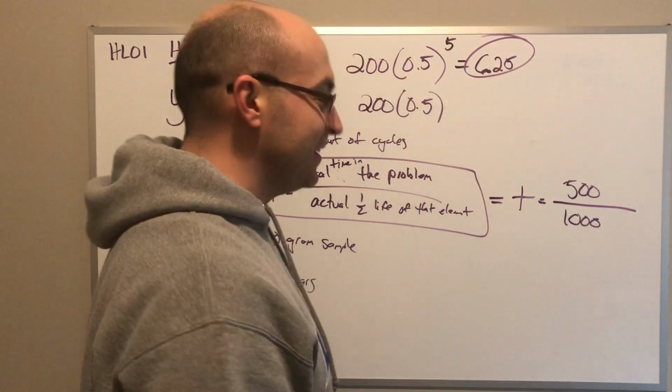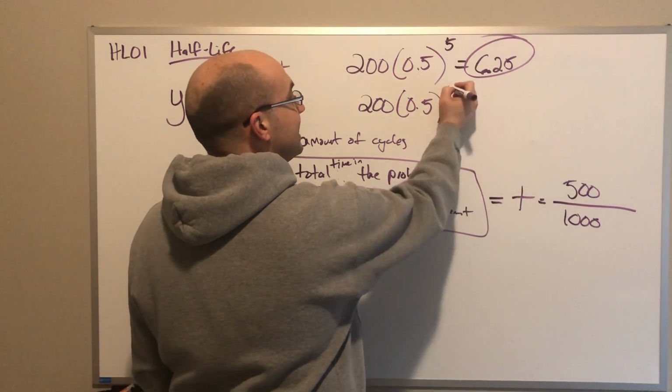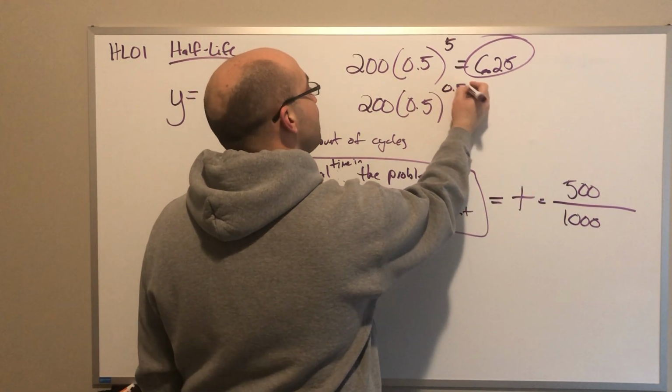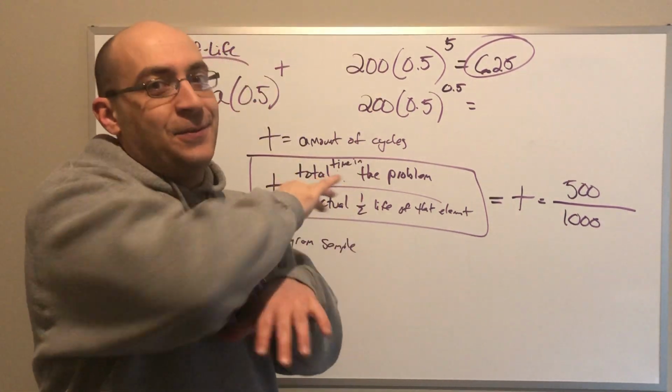200 times the quantity of 0.5. Now, 500 divided by 1,000 is 1/2, or 0.5. Half of a half-life went away, right?